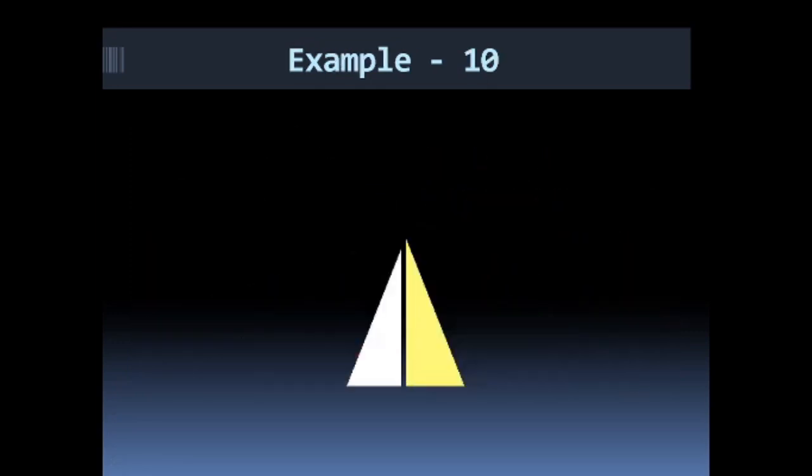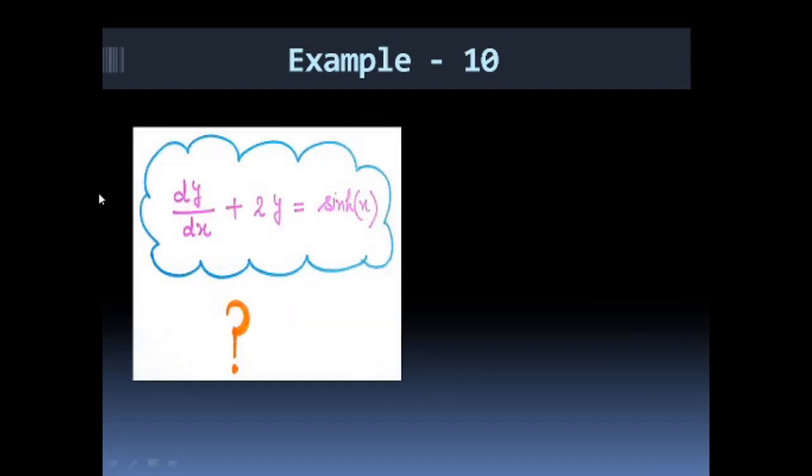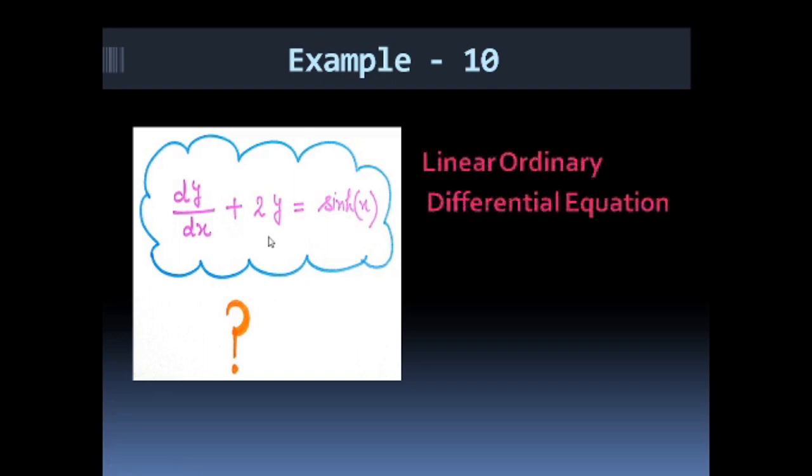Fine. Now come to next example number 10. In this example, y is dependent, x is independent. We can see a transcendental function, but that is of independent variable, so no problem. I think all the 5 conditions are satisfied. There is no problem in this case. So this is a linear ordinary differential equation.